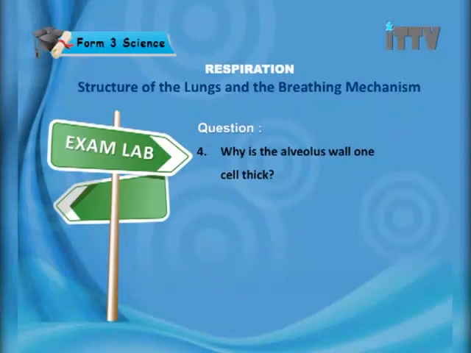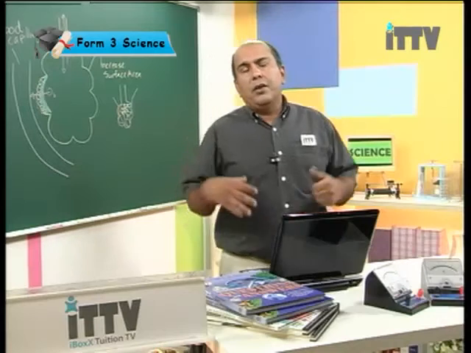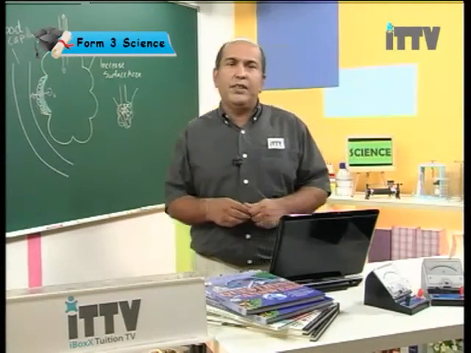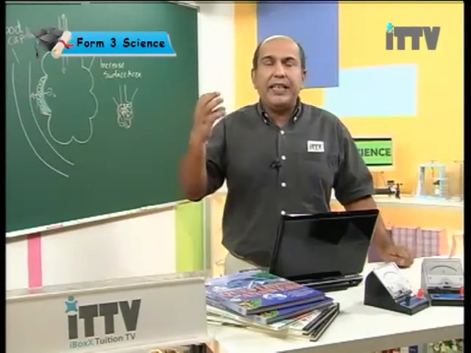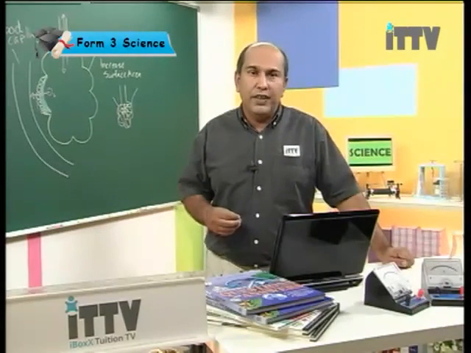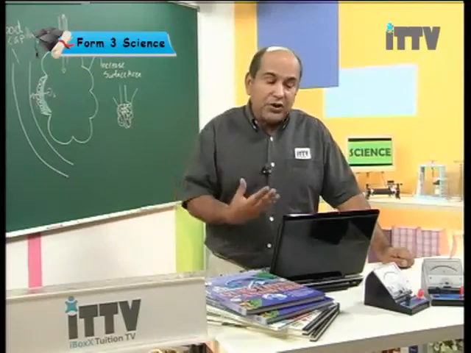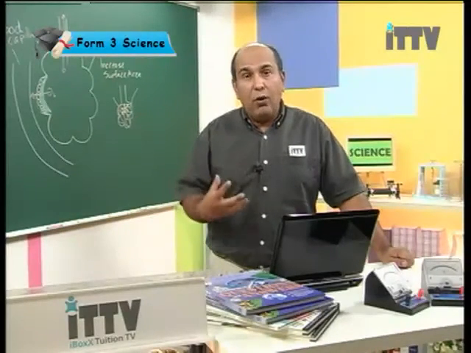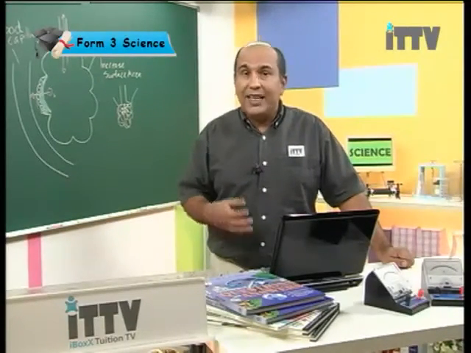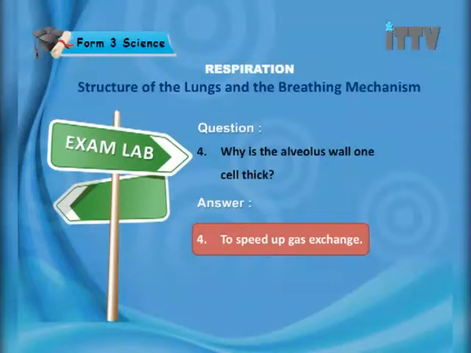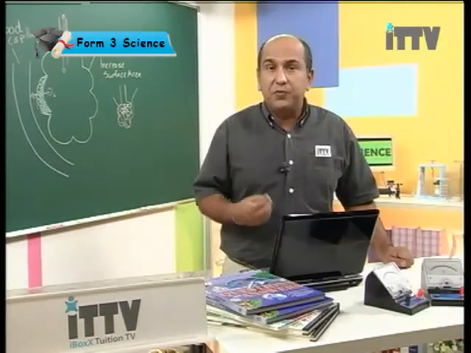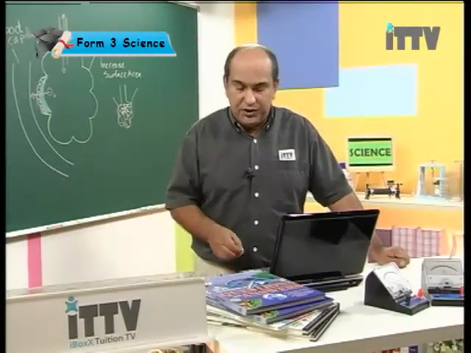Why is the alveolus wall one cell thick? So remember, the whole idea of the alveoli's adaptations is to speed up oxygen moving into the blood. So if I was to ask you why the wall is one cell thick, the answer would be to speed up gas exchange. Remember, all the adaptations are designed to speed up gas exchange.